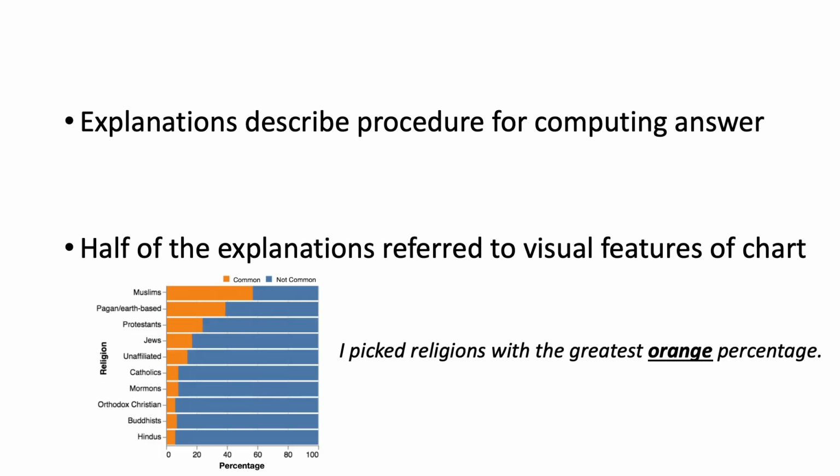Let's look back at the explanation that the participant wrote. This explanation not only describes the performed argmax operation, but also directly refers to the orange bars in the chart to show how this operation was performed in the context of the chart. But should we expect that such visual explanations would be useful to the ones who read the explanations?